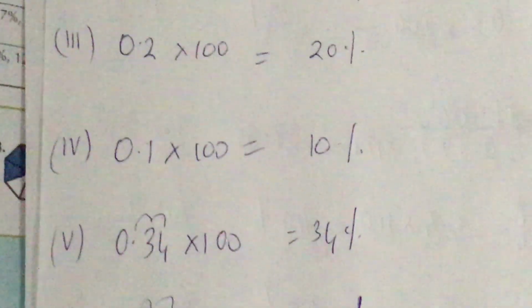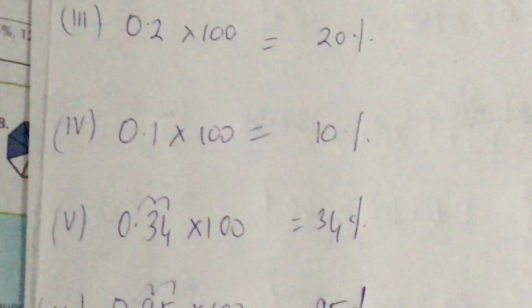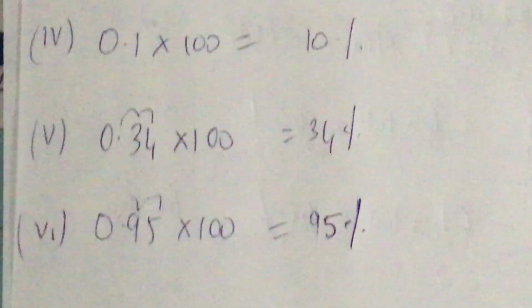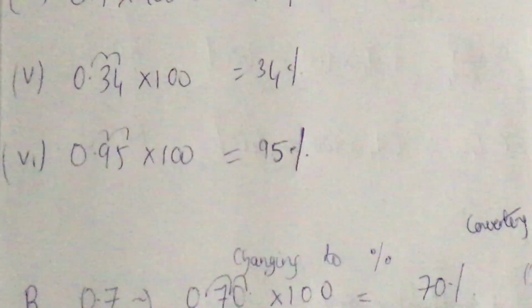Okay. So then we have 5, 0.34, multiplied by 100, 1, 2, and we have 34%. 0.95, jump 1, 2, and we have 95%. So they are very easy.